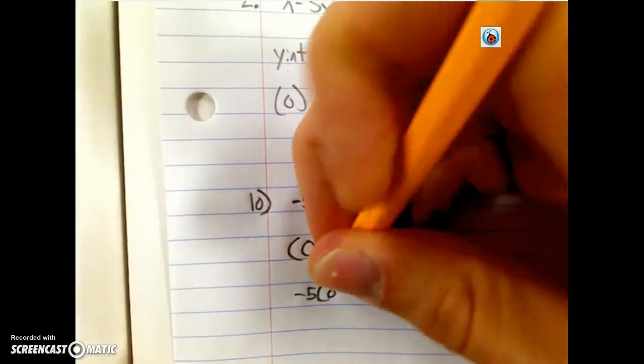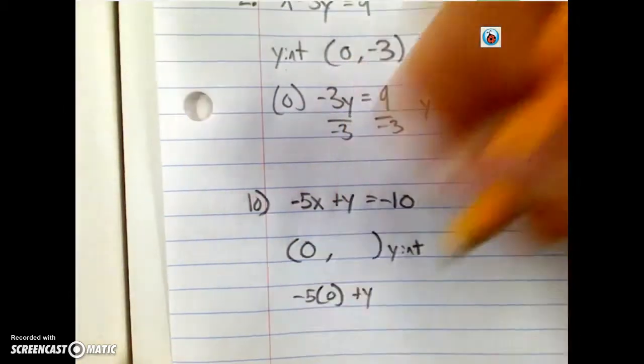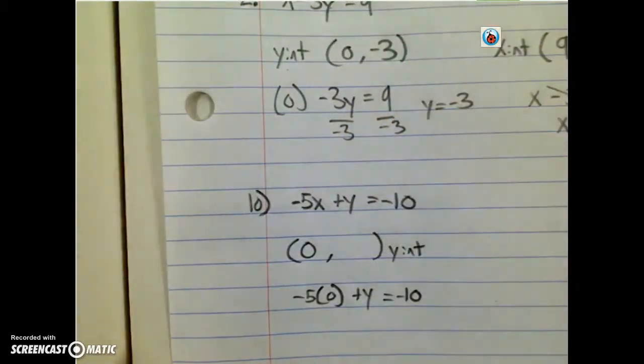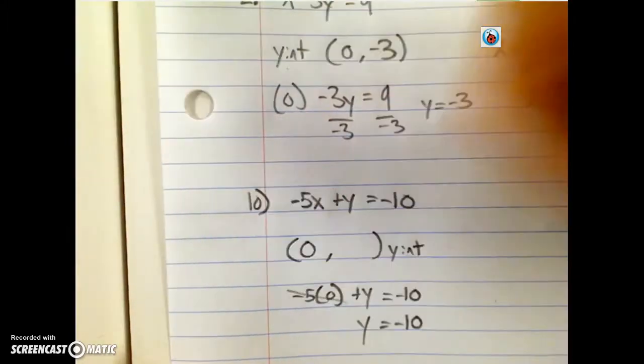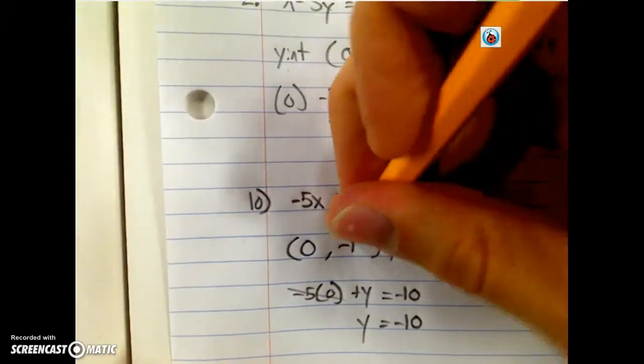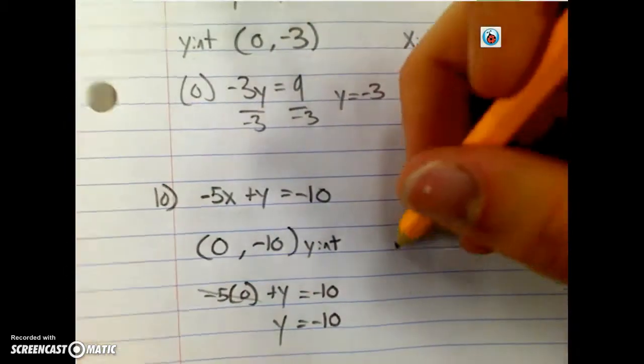We get negative 5 times 0 plus y is equal to negative 10. This one's one of the easy ones. So tell me, y is equal to negative 10. So there's that y-intercept.